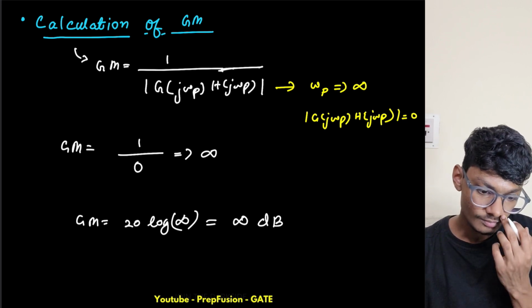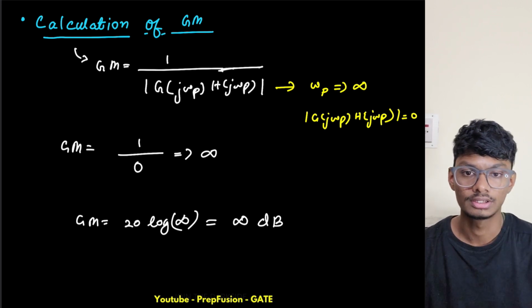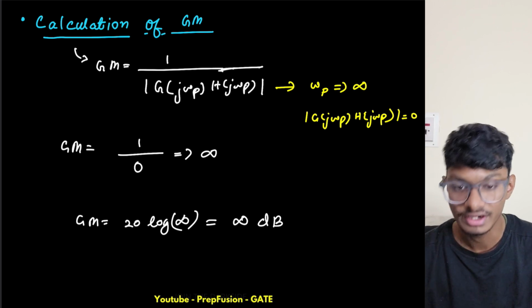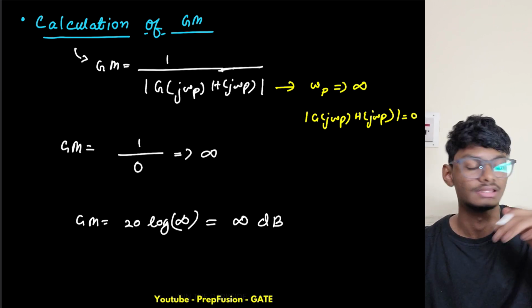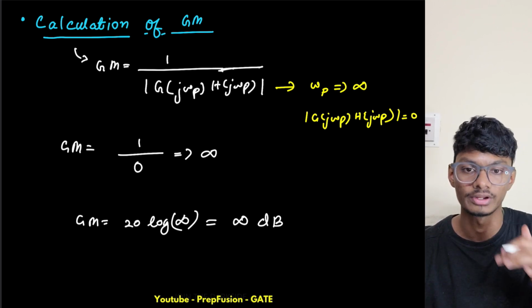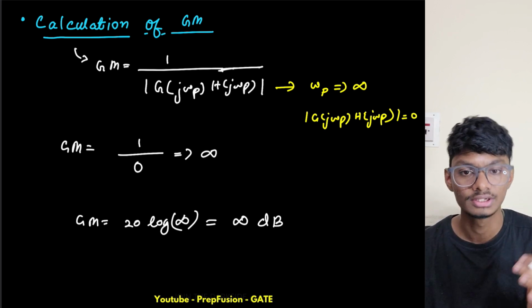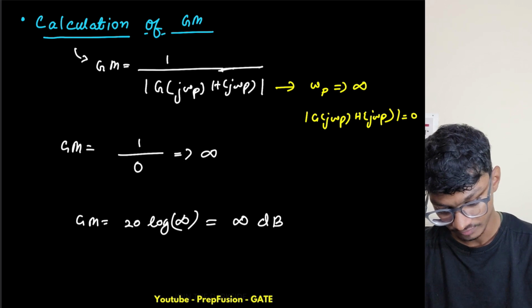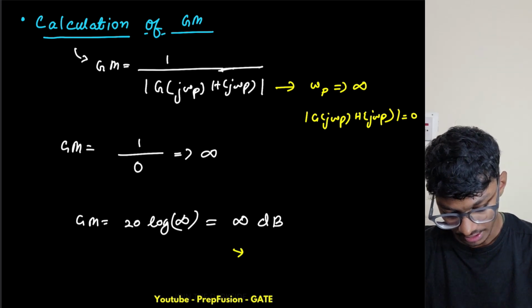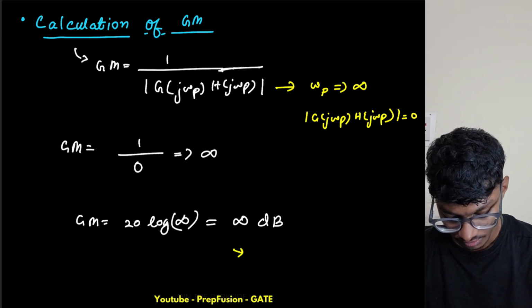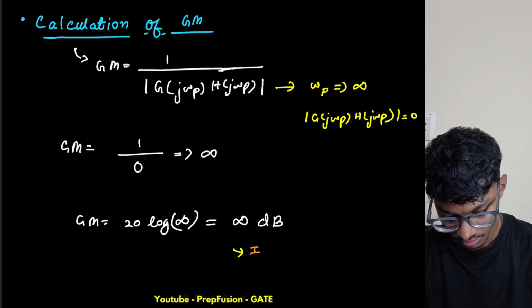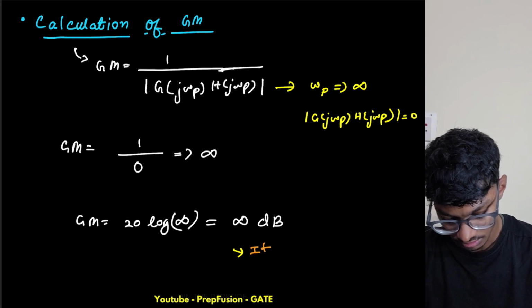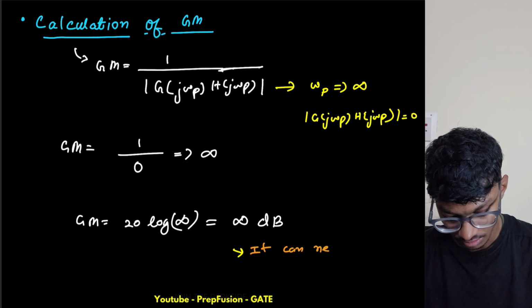It is never crossing 180 degrees. At 180 degrees the gain is 0 itself. So any amount of gain or margin that I multiply with it will never bring it to that minus 1 point. What does this signify? This signifies it can never reach the critical point.